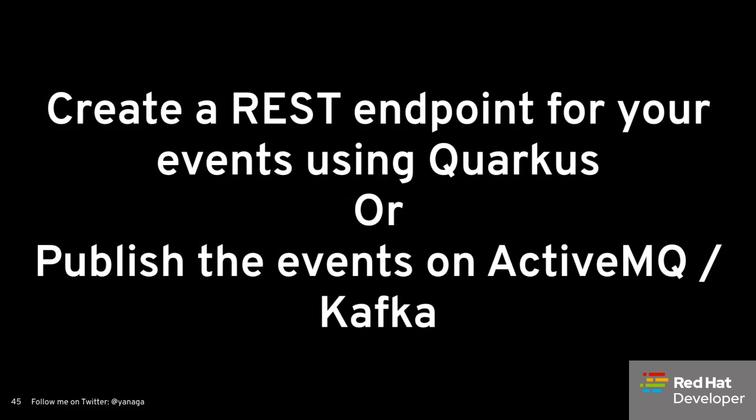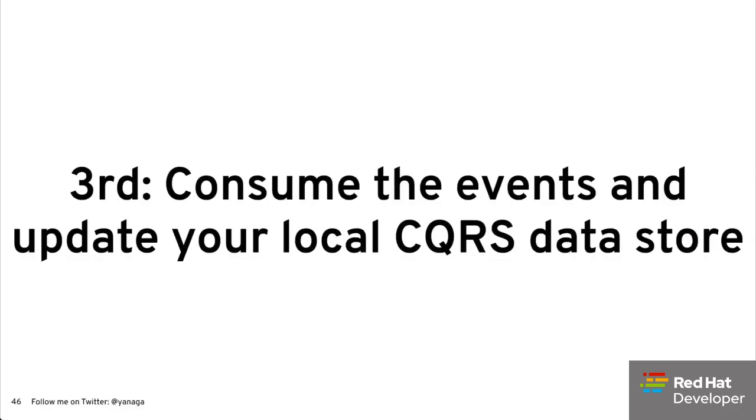And third step, you are going to consume the events and update your local CQRS data store. And suppose that you're the shipping service and you're receiving the event either through REST or through Kafka. You're receiving that event and you have all the customer information on that event. What you're going to do, you're going to filter the piece of information that you need. Oh, I just need the address of the customer. You're going to get that piece of the change event and you're going to store it in your local database. Okay, that's the third step.